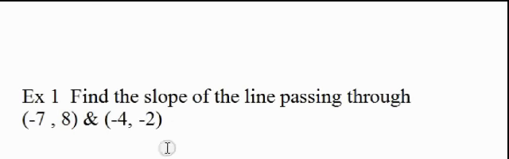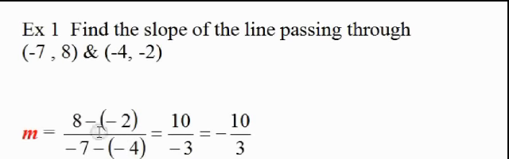Okay, in this example, we've got 2 points and we're asked to find the slope of the line that passes through them. We use the slope formula, subtract the y values, 8 minus a negative 2, that's like 8 plus 2, divided by a negative 7 minus a negative 4. We get 10 over negative 3, which is negative 10/3.